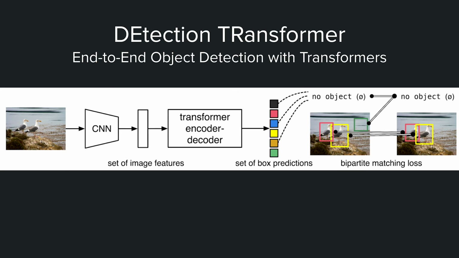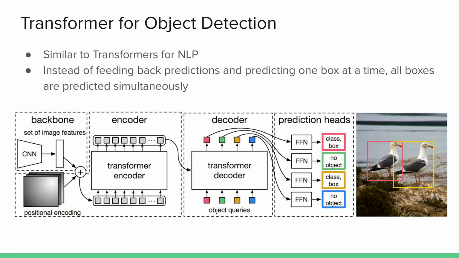And let's dive into the inner functioning of this transformer encoder-decoder, the black box that is really enabling this transformation. It's very similar to the transformer we've seen before for natural language processing, but instead of feeding back predicted boxes one box at a time, as we were doing with sequence models, all boxes are predicted simultaneously. And how do they do this?